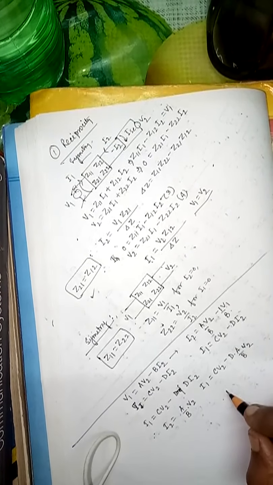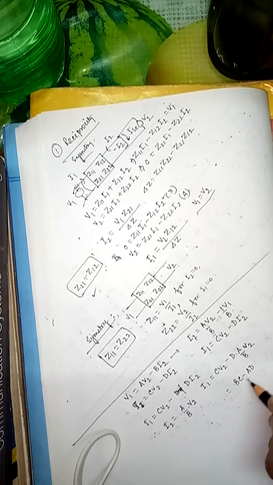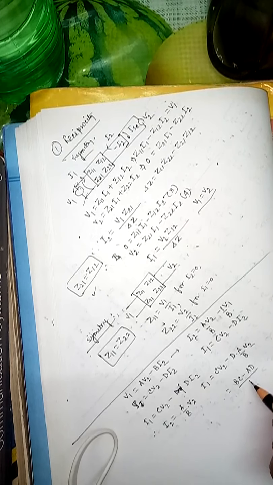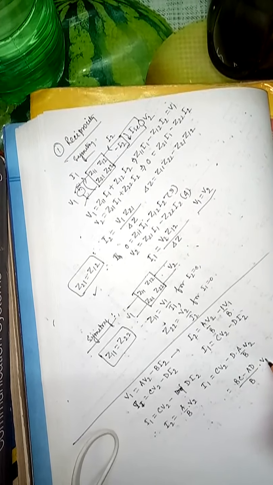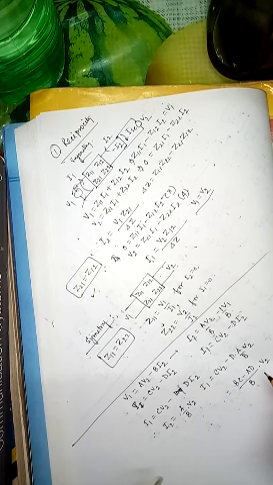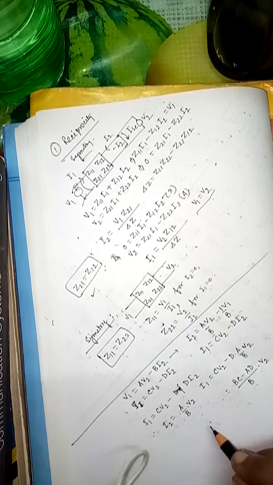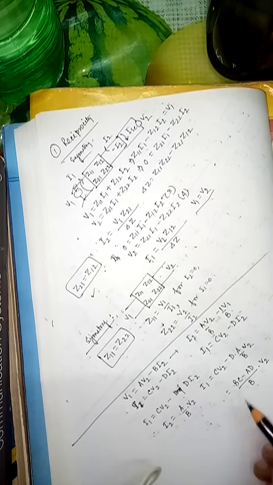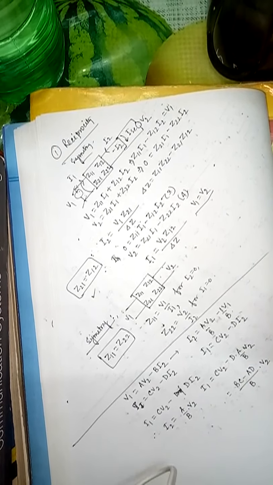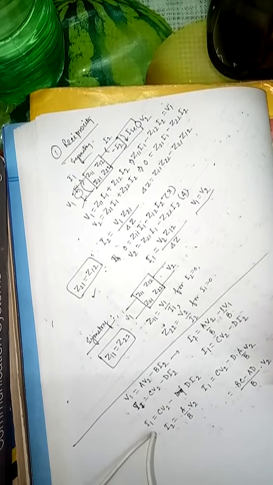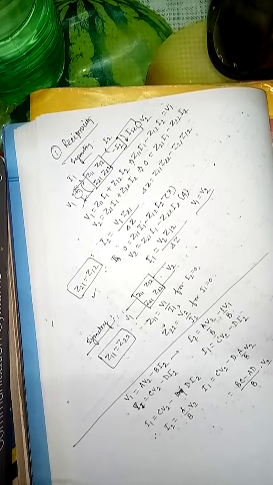So BC minus AD divided by B into V2. So I1 by V2 equals AD minus BC by B. So that is AD minus BC divided by B. That is I1 by V2.